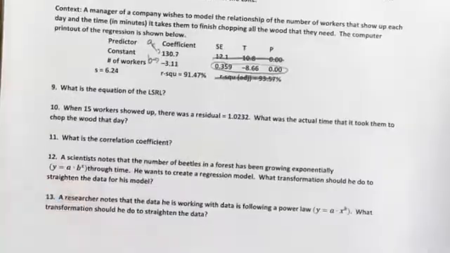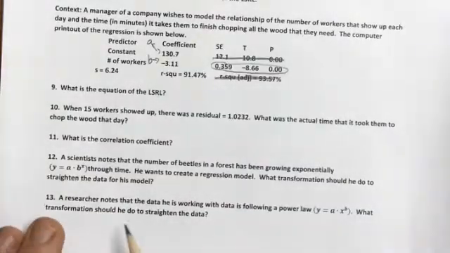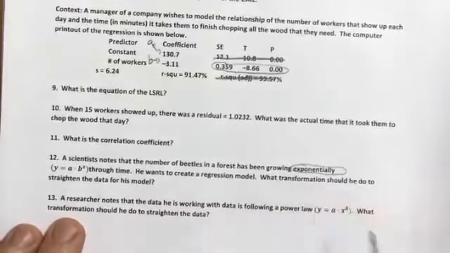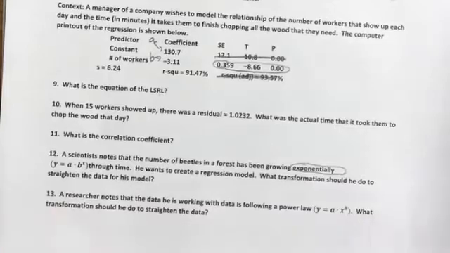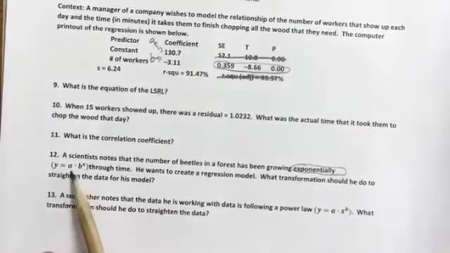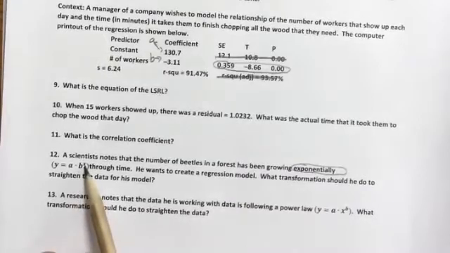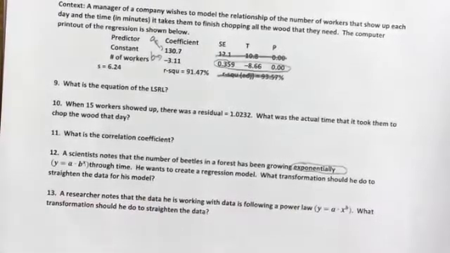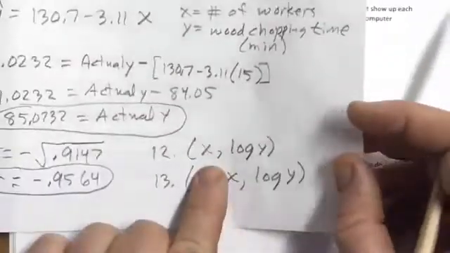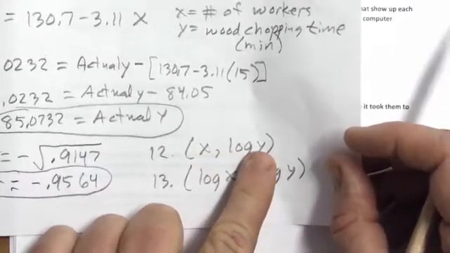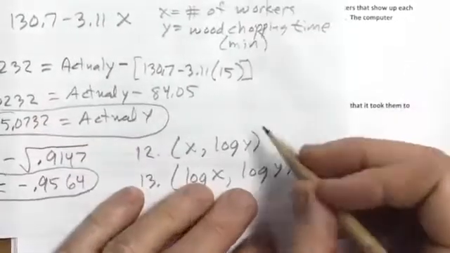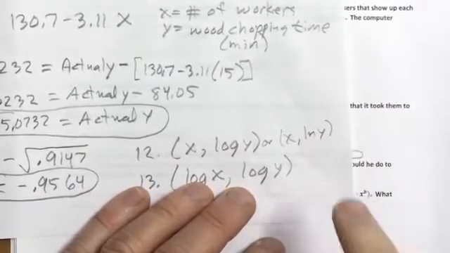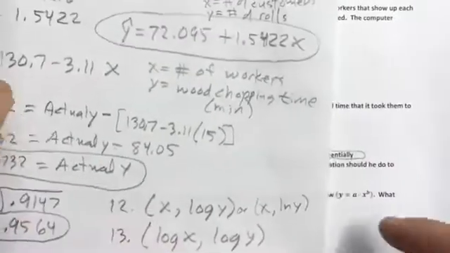And then we have a couple of problems from section 3.3. All right, a scientist notes that the number of beetles in a forest has been growing exponentially. In other words, it's in essence being multiplied by a common ratio. So notice in an exponential equation, the X is an exponent, right? Through time, he wants to create a regression model. What transformation should he do to straighten the data? If it's exponential, you can take X and the logarithm of Y. You could do the ln or any base you want, but you have to take the logarithm of the Y values. That straightens exponential data.